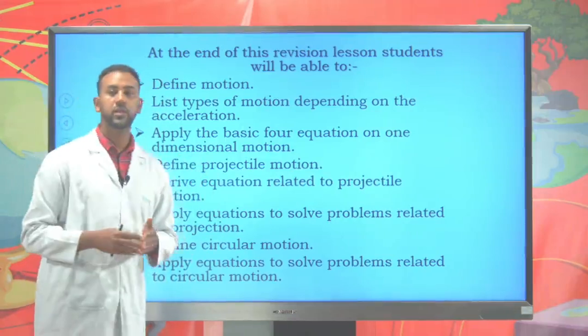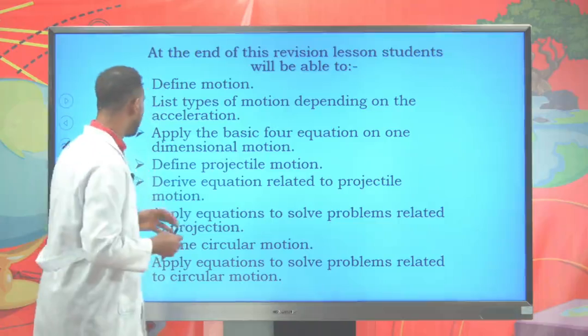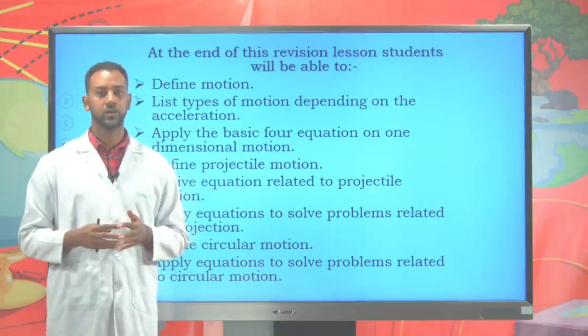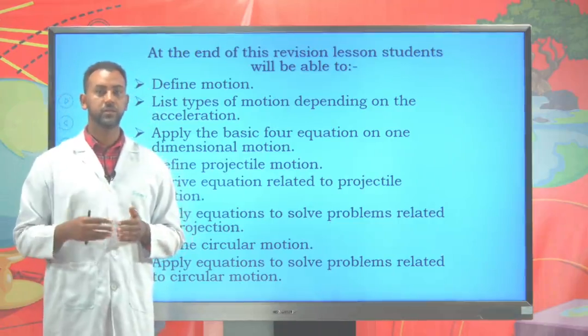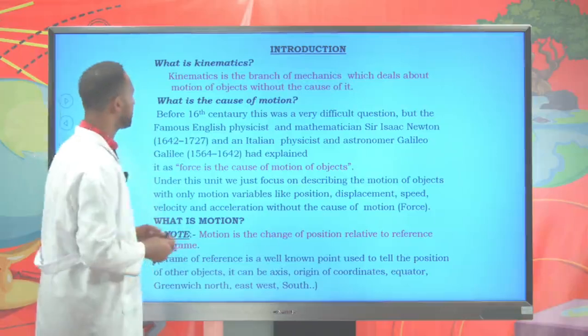We'll try to use the four most important equations and apply them on some problems. We'll try to define what projectile motion and circular motion are. We'll try to see them under two-dimensional motion. So let's proceed on that.